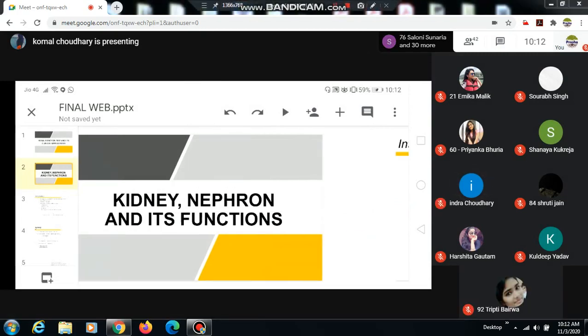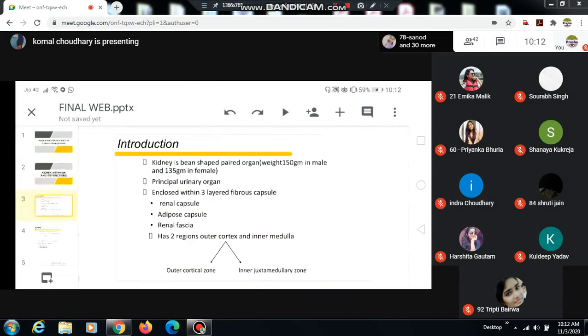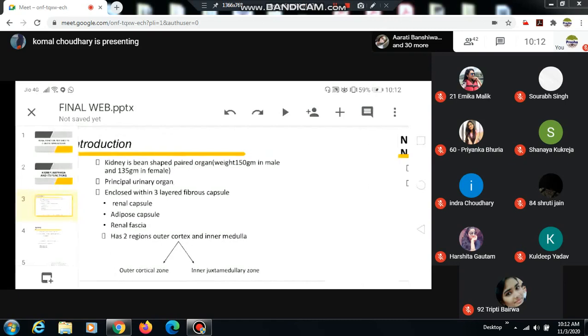Bean-shaped paired organ, weighing 150 grams in males and 135 grams in females. It is the primary urinary organ enclosed within 3 fibrous capsules. The outer layer is the renal capsule, the middle is the adipose capsule, and the inner layer is the renal fascia. The kidney has two regions, the outer cortex and the inner medulla. The outer cortex has two zones, the outer cortical zone and the inner juxtamedullary zone.